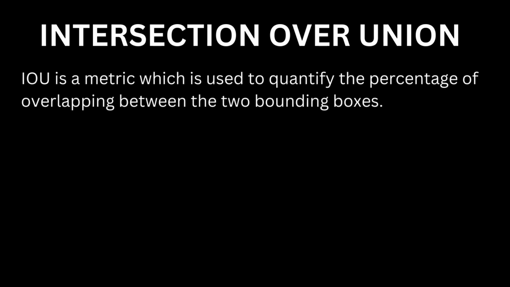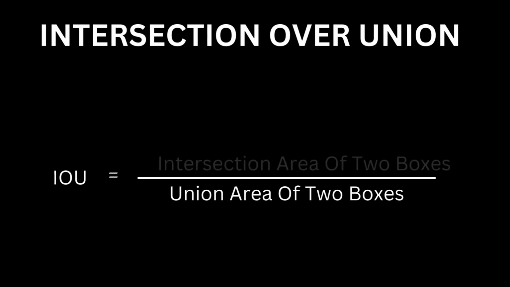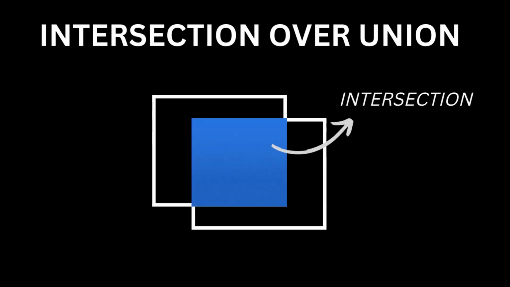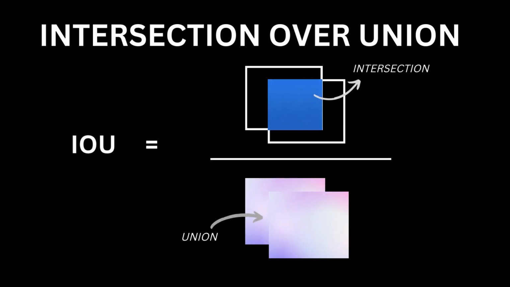That is intersection over union, or in short IOU. IOU is a metric which is used to quantify the percentage of overlap between two bounding boxes. In mathematical terms, it is the ratio of the intersection and union of the two bounding boxes. Now consider these two bounding boxes. The overlapping area is their intersection, and all of the area they together occupy is their union. So by dividing the intersection area by the union area, we can easily find the IOU between the two bounding boxes.